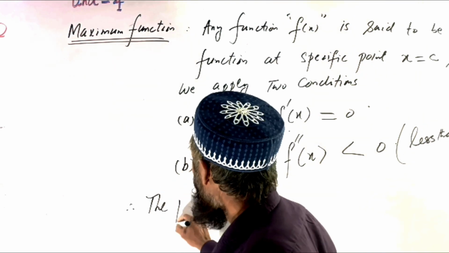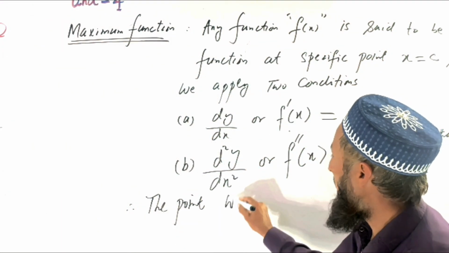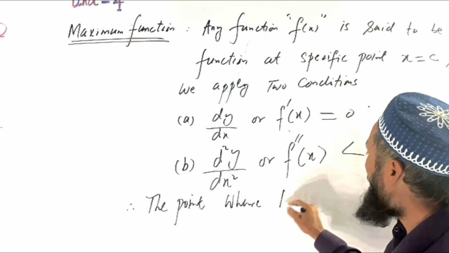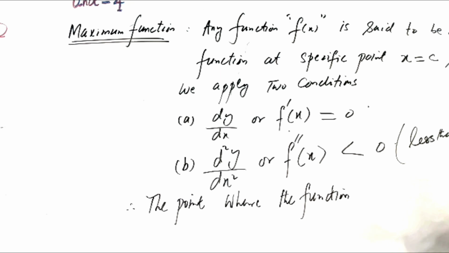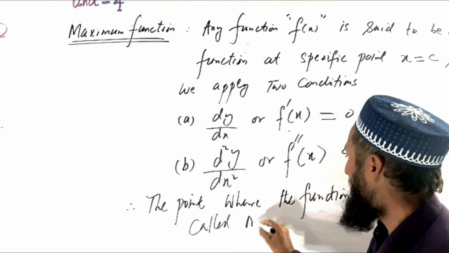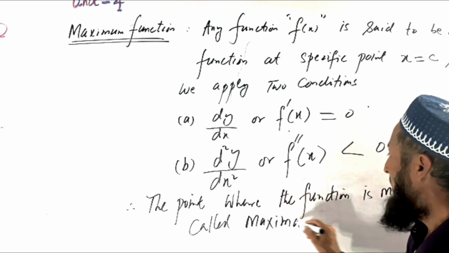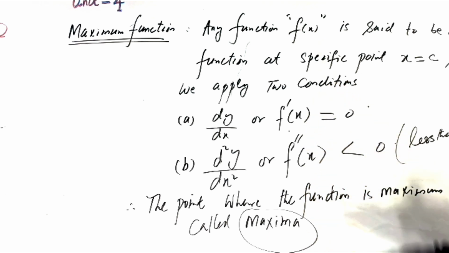The point where the function is maximum, the maximum is called maxima. That is called maxima. Where we find the point from the above function, so we get the maximum function, that is called maxima.